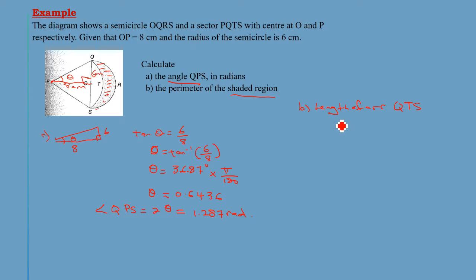What's the formula for the length of arc? The formula is r theta. If this is 6, this is 8, remember your Pythagoras theorem. 8 and 6, what should be here? 10. So your radius for the sector here is 10. 10 times the angle of this whole thing, we already found 1.287, so we have 12.87. This is the length of the arc. Now we are looking at the perimeter of the semicircle.